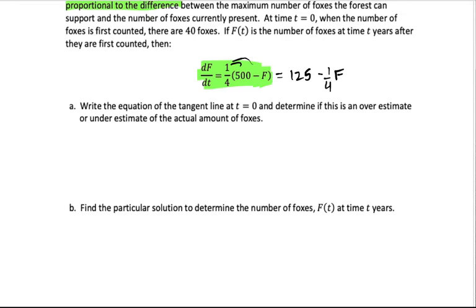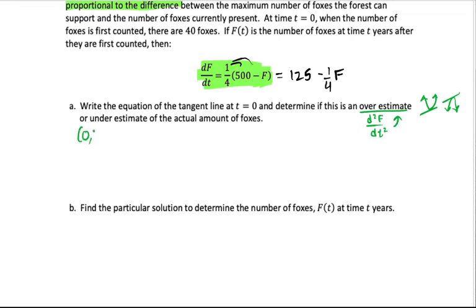Let's read what A says. It says, write the equation of the tangent line at t equals 0 and determine if this is an overestimate or an underestimate of the amount of foxes. So we know that this overestimate and underestimate stuff, that's our second derivative. So we're going to have to do the second derivative in order for us to figure that out. Because that's going to tell us whether we're concave up, which means that we're an underestimate, or concave down, which means we're an overestimate. So let's just focus on writing the equation of the tangent line at t equals 0.